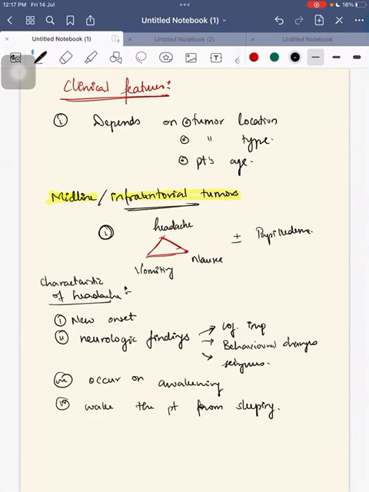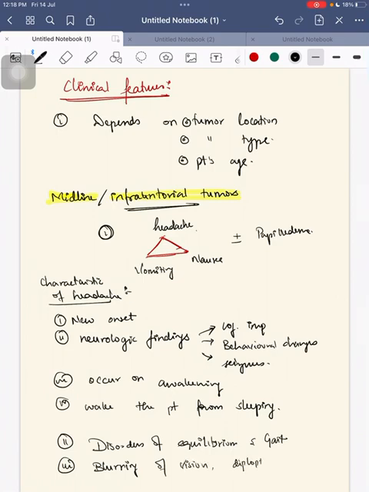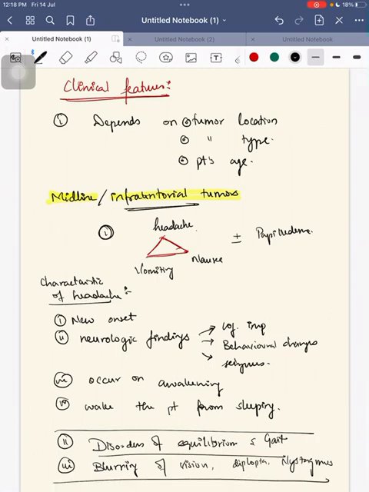So what are the other features when the child is having an infratentorial tumor? One is headache, vomiting, nausea. Second, the child can have disorders of equilibrium and gait. Third, the child can have blurring of vision, diplopia and nystagmus, along with headache, vomiting, nausea with or without papilledema features.